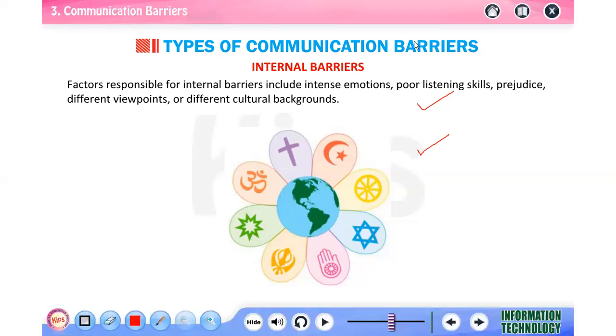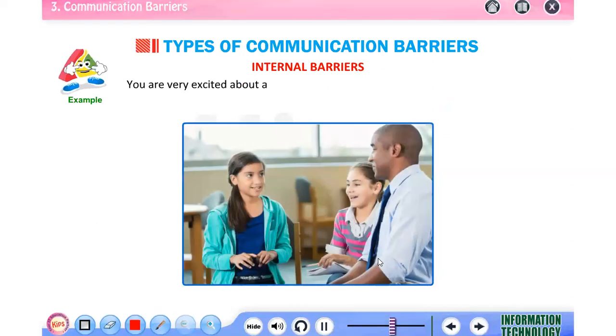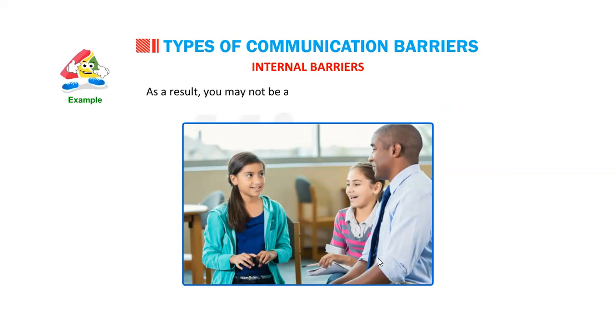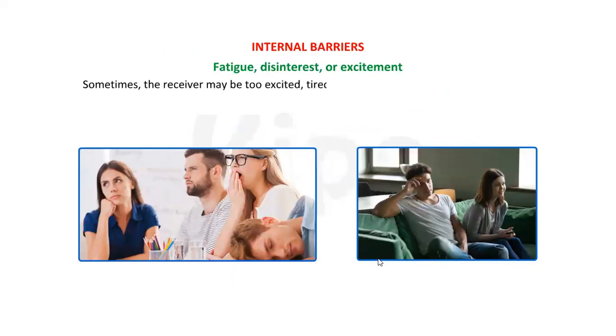Let's proceed further and understand this with the help of an example. You are very excited about a class meeting and did not pay attention when your teacher asked you to get a permission letter from your parents for the picnic. These types of barriers, which are related to our state of mind or other internal issues, are called internal barriers. Fatigue, disinterest, or excitement: sometimes the receiver may be too excited or tired, or the conversation may not be interesting for the receiver.